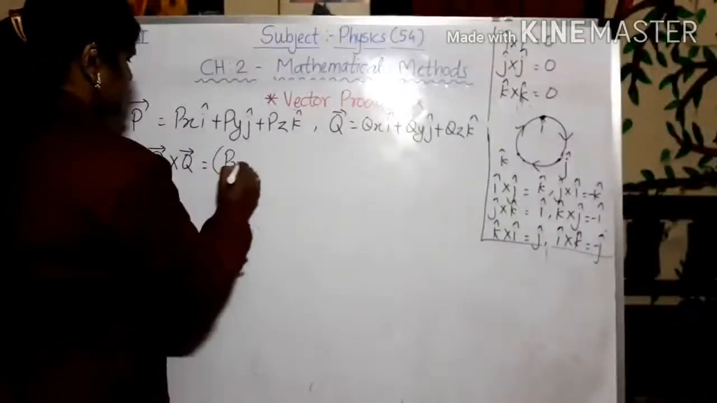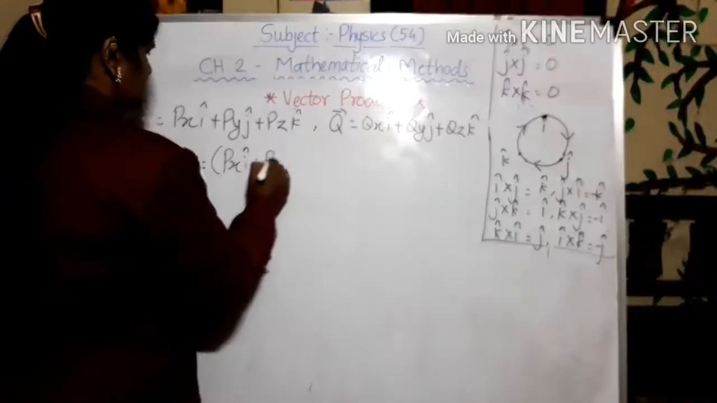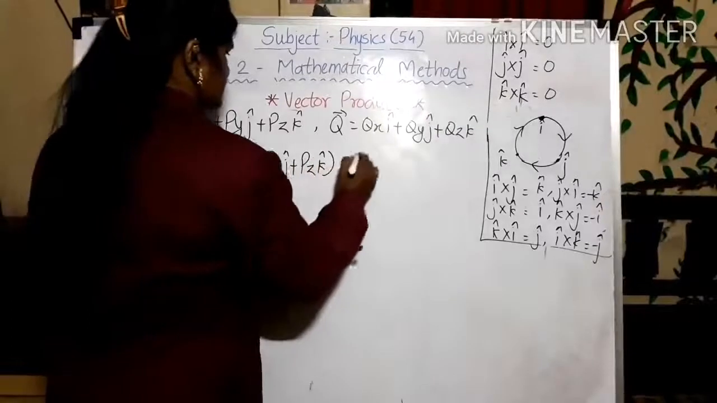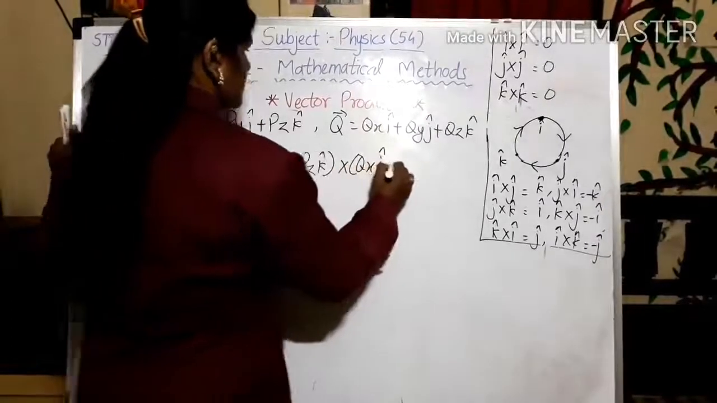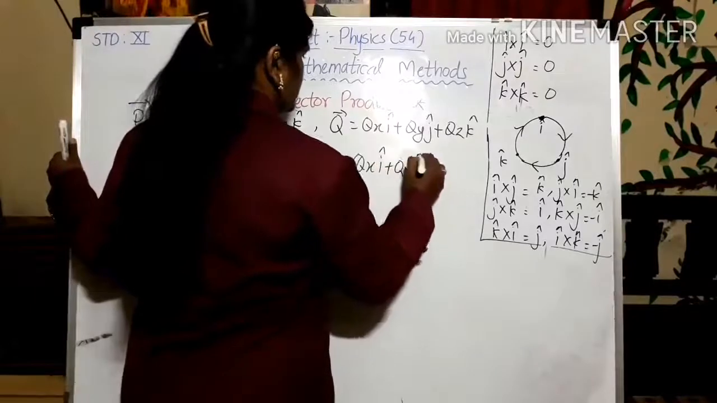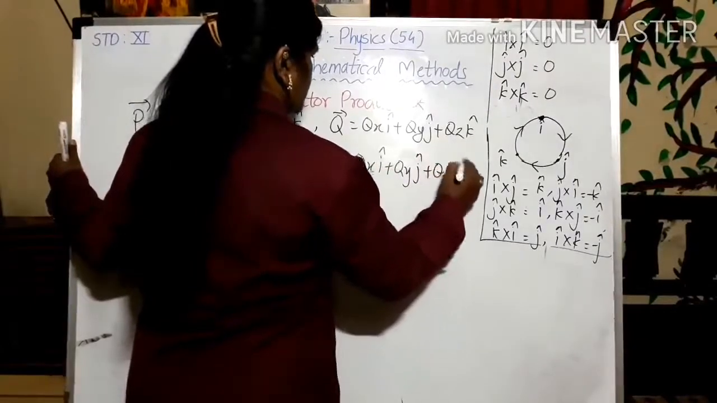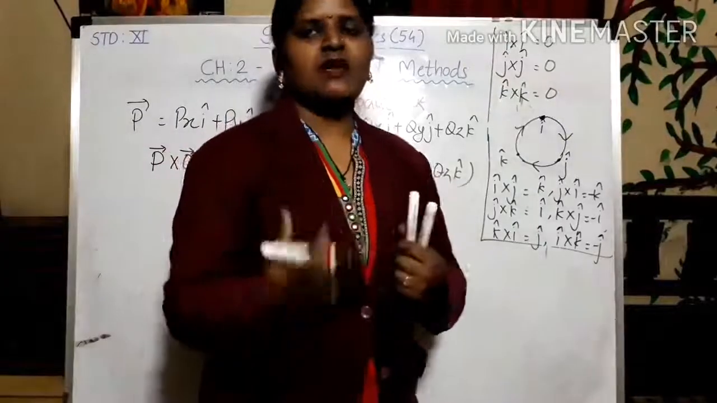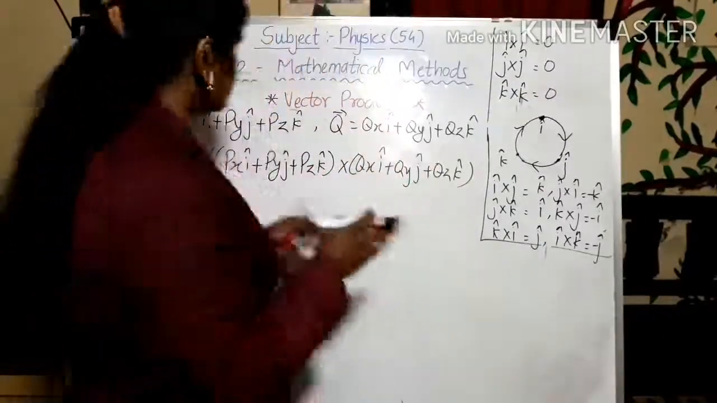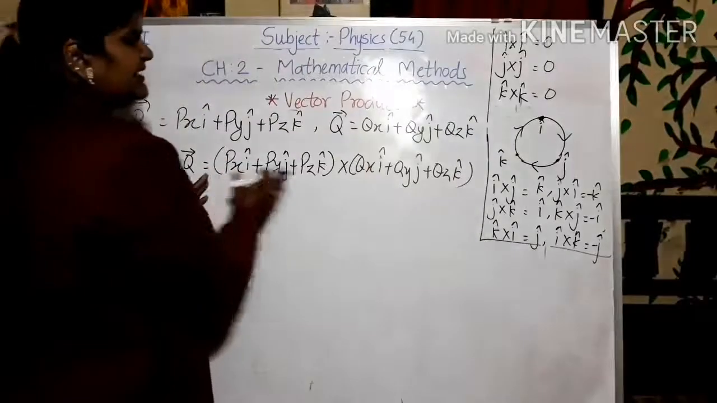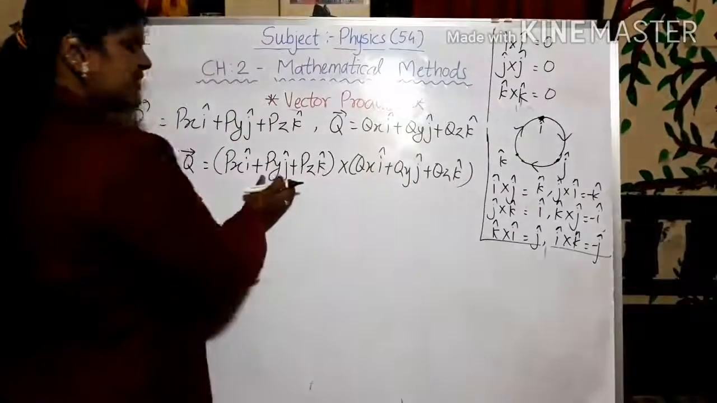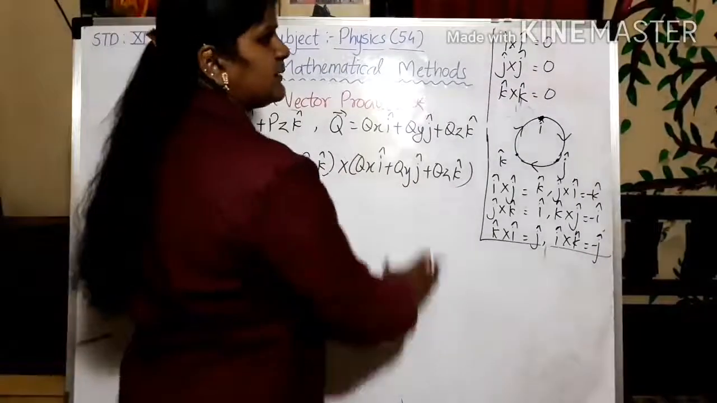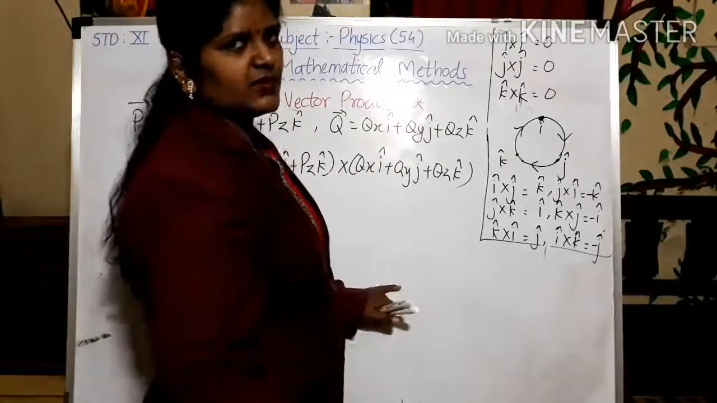So I will first write this cross. One by one, as it satisfies the distributive law, I am going to multiply. That means pxi multiplied by the whole bracket, pyj multiplied by the whole bracket, pzk multiplied by the whole bracket. In that way we are going to see.